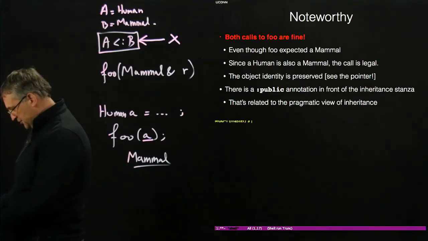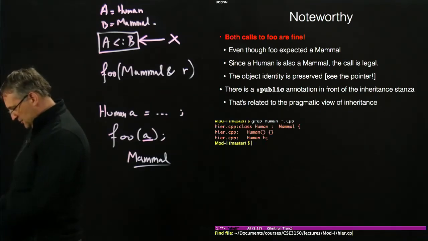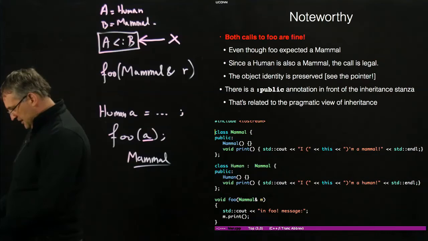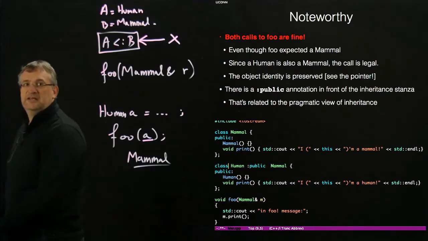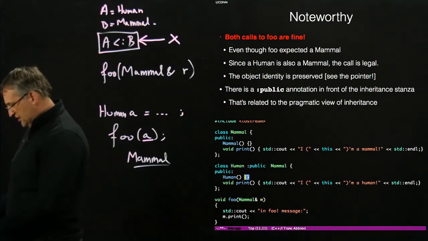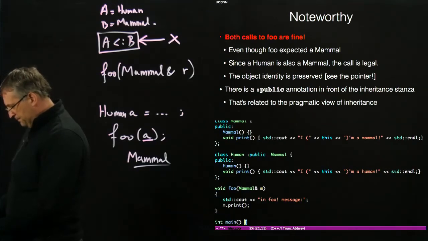So let's pick up a shell, grep human star.cpp. Oh, it's this wonderful file. So here I have a mammal, a human, and we started out doing it this way, right? We use public inheritance. And you see here that I'm just calling print. I'm a mammal, I'm a human.